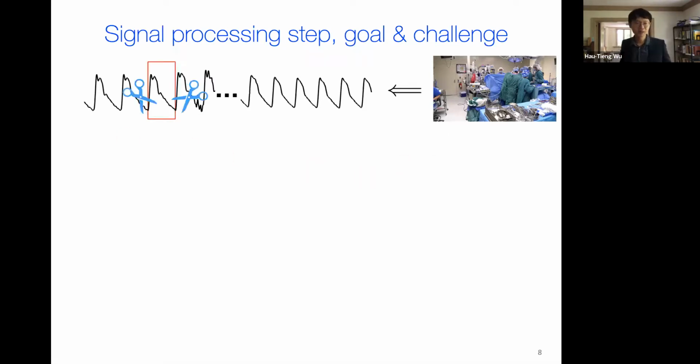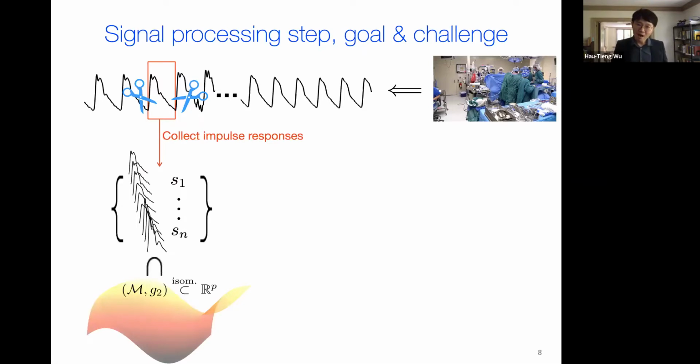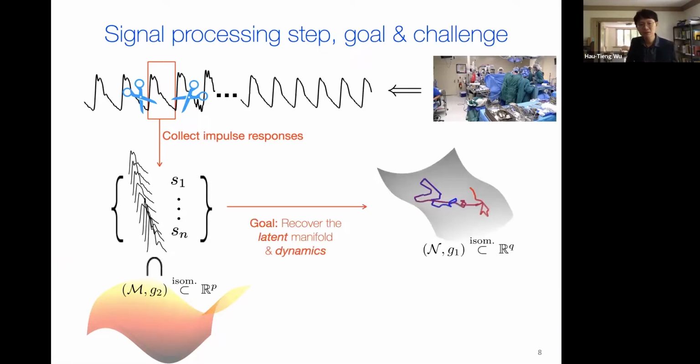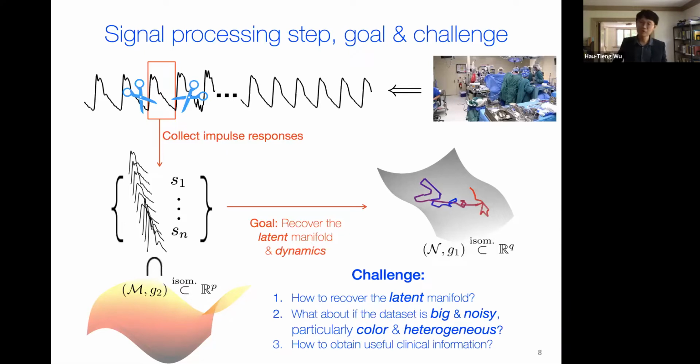And what we do is we truncate the cycle into pieces, and we get a collection of impulse responses, S1 up to Sn, in this way. And again, recall that we have the model saying that all these guys are located on the manifold. Okay, and what we want is to recover the latent space manifold and the dynamics. That is our goal. Well, it sounds okay.